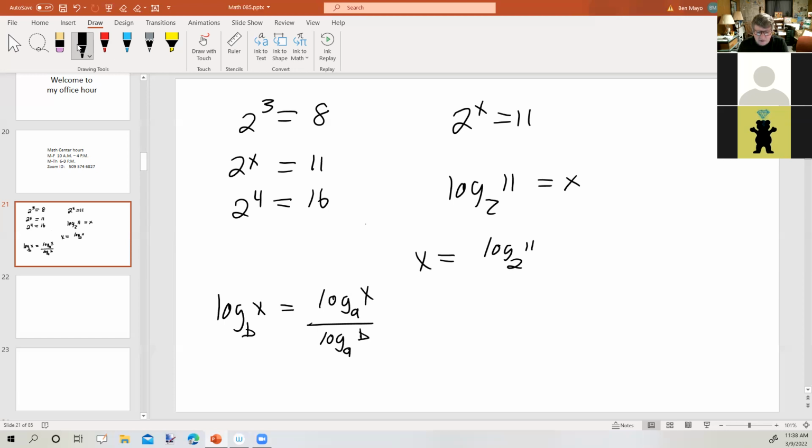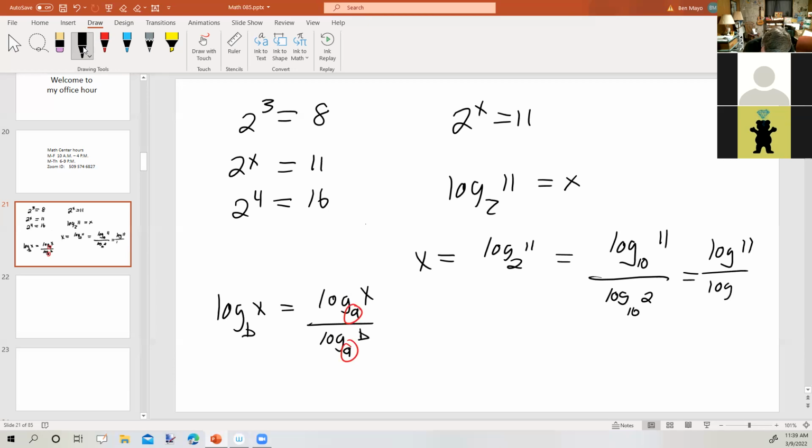But since our calculators have log base 10 and log base e, what we should do is choose this as either 10 or e. So for this given problem, I could rewrite this as log base 10 of 11 over log base 10 of 2, which of course on my calculator, I would just enter like this. In other words, I wouldn't have to write the base 10. Or I could write it as natural log of 11, that is log base e, over natural log of 2, that is log base e of 2. And in both cases, I'm going to get the same answer.